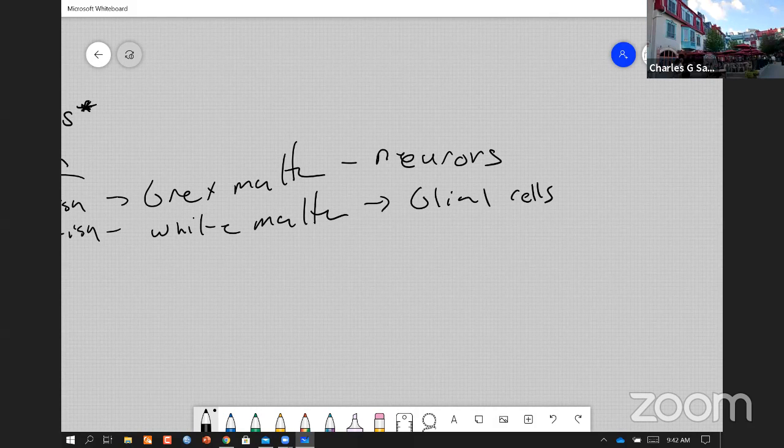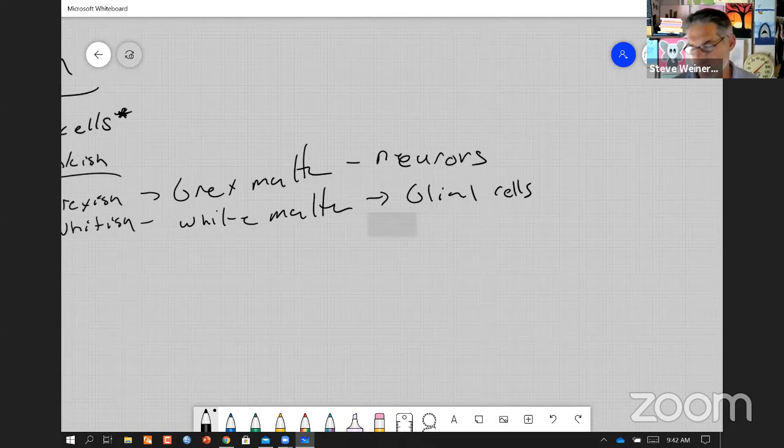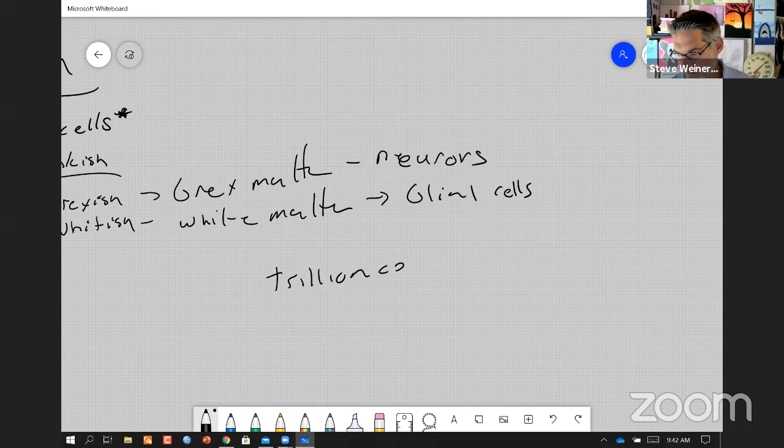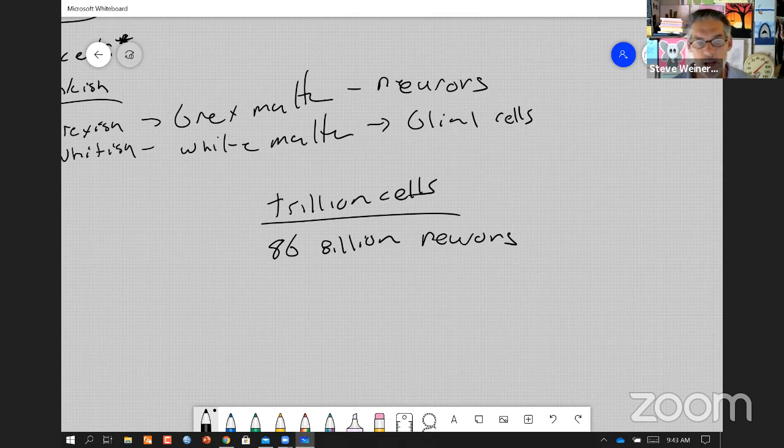Okay. So there's something that's really interesting about your brain. There are about 1 trillion cells in your brain, give or take. Okay, that's a lot. We only have about 86 billion neurons, about, give or take.